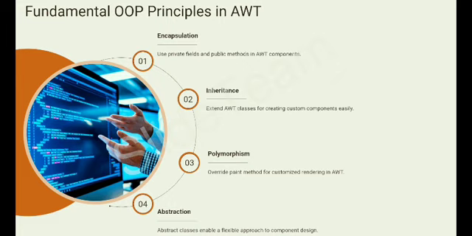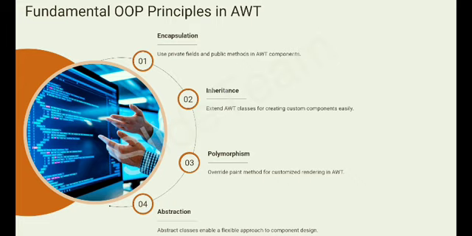AWT's foundations are deeply rooted in the four core principles of object-oriented programming, which are encapsulation, inheritance, polymorphism, and abstraction. Encapsulation. In AWT, encapsulation is achieved by utilizing private fields for internal states and public methods for interaction. This separation protects data integrity and encourages modular design.